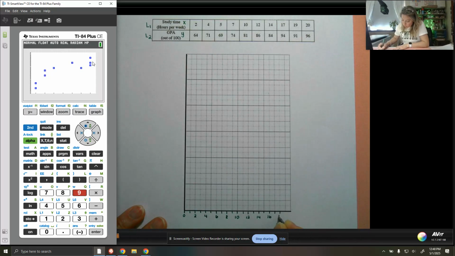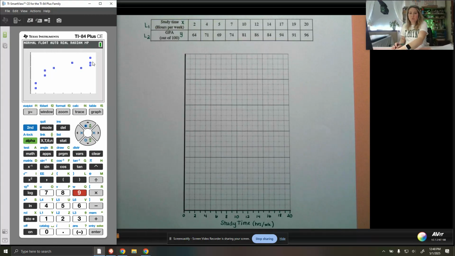Trying to be efficient with both of those. And when you've got that part done, we write study time, and I'm going to write hours per week. That's how we're measuring that study time.